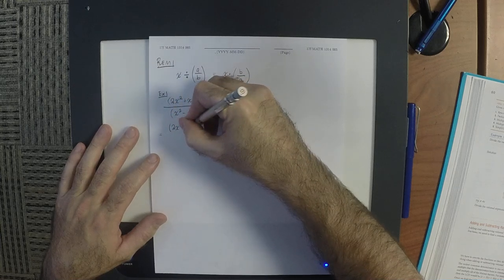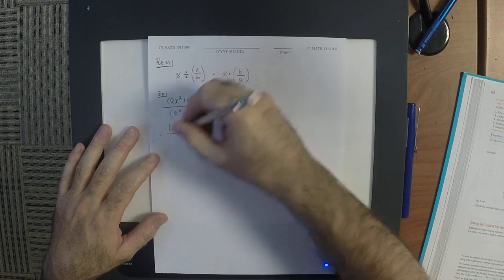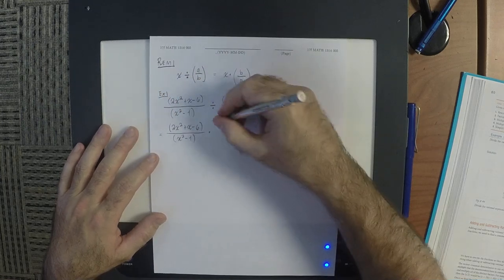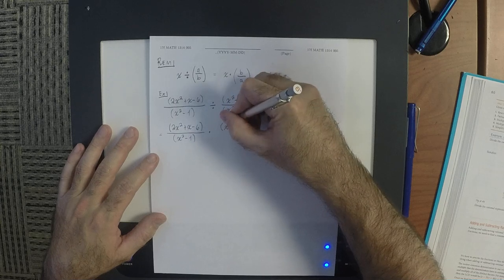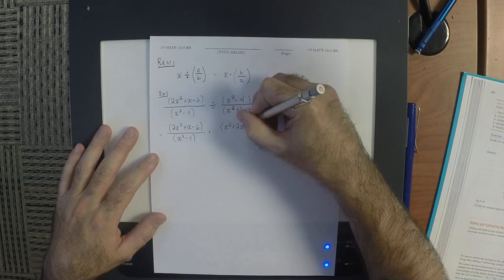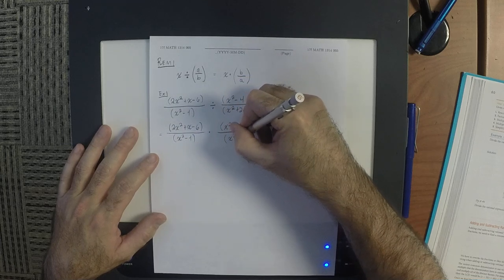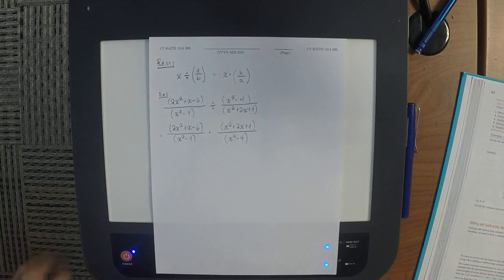2x squared plus x minus 6 over x squared minus 1, and then multiplied by x squared plus 2x plus 1, and divided by x squared minus 4. Now that we've had time to look at it, I want to point out that there is one more new element to this exercise. Anyone care to take a stab at what I'm imagining?